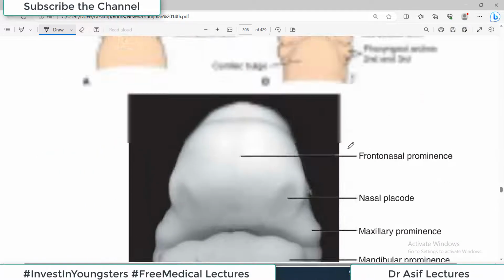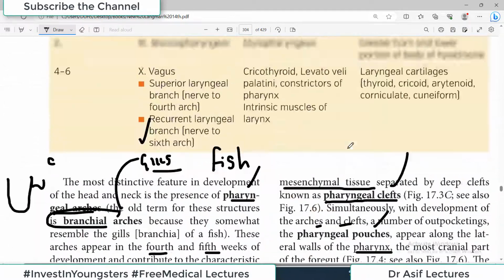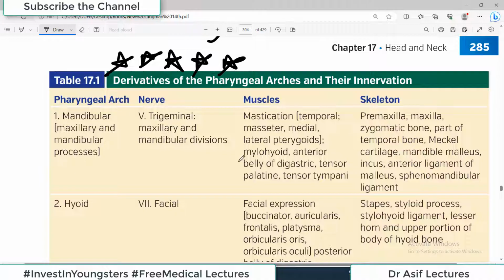ठीक है? अब मैंने कहा था कि एक 5-star table है जो अभी मैं छुड़वा रहा हूँ, but let's have a look at this table now, because now we have talked about the first pharyngeal arch, जिसके दो components हैं. There is a maxillary component and there is a mandibular component, dorsal and ventral. Nerve supply कौन सी है इसकी? It's the trigeminal nerve. And what are the muscles which are derived from the first pharyngeal arch? Muscles of mastication and the anterior belly of digastric, tensor palatini and tensor tympani as well.